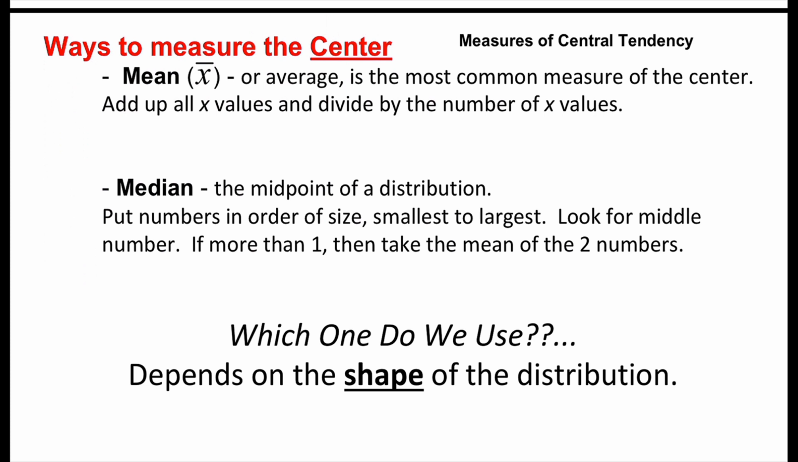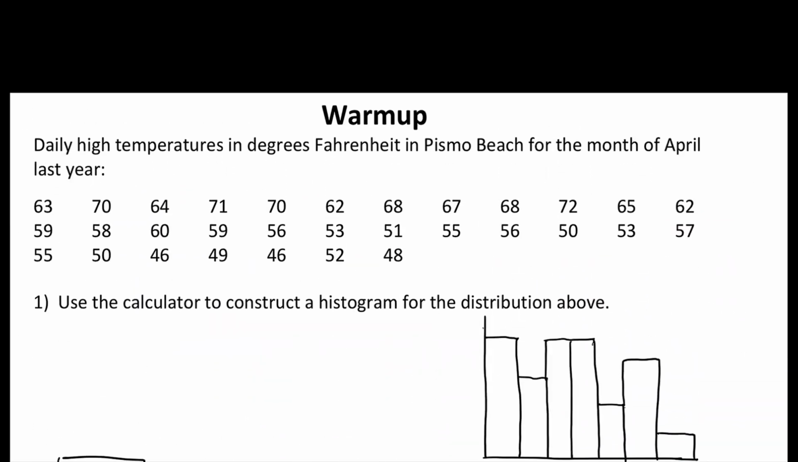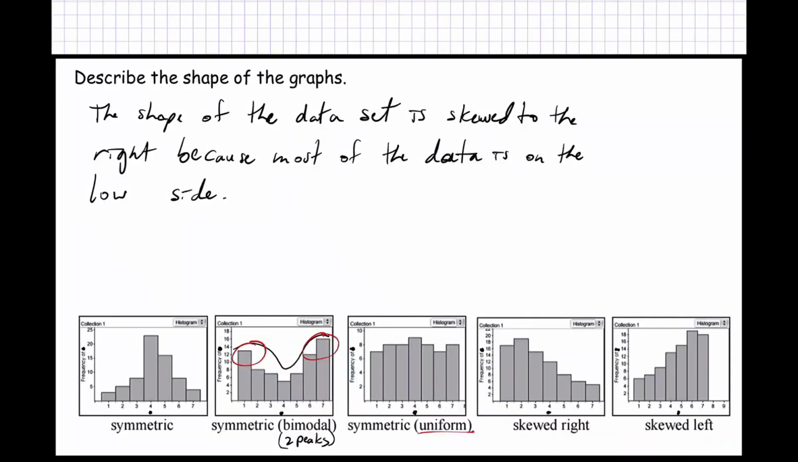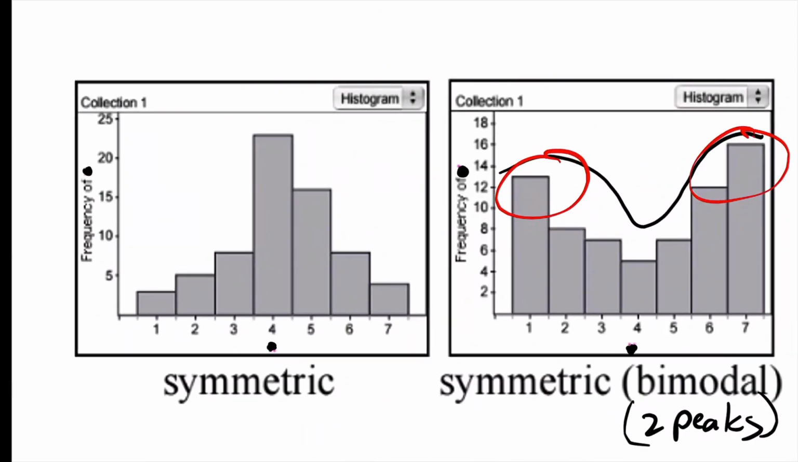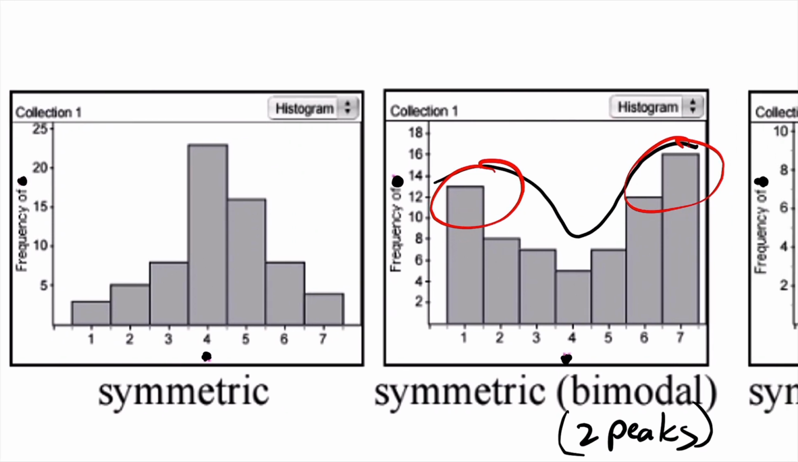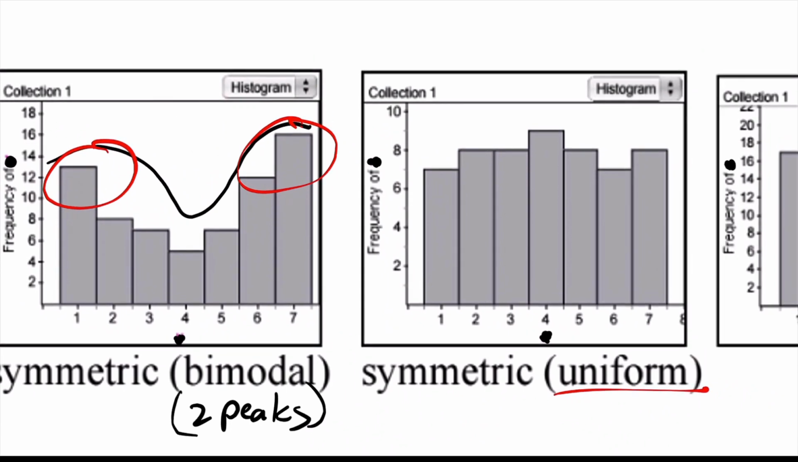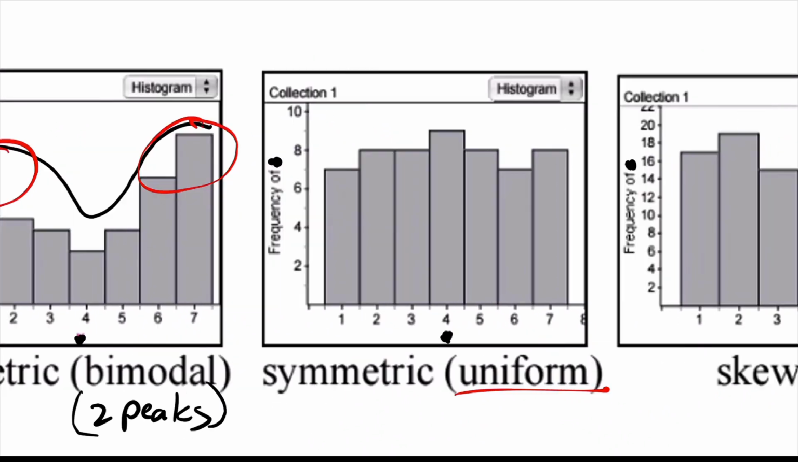So when do we use the mean? We use the mean when the data is symmetrical. When the data is symmetric, we use the mean. Because guess what? The mean and the median are going to be in the same spot. With all symmetrical, the mean and the median are going to be in the same spot, in the middle, because it's symmetrical.